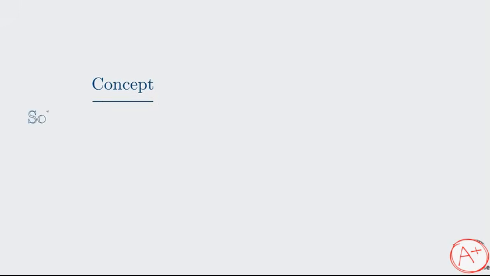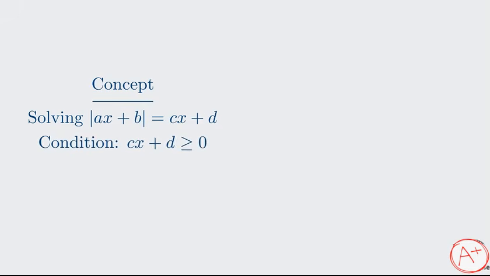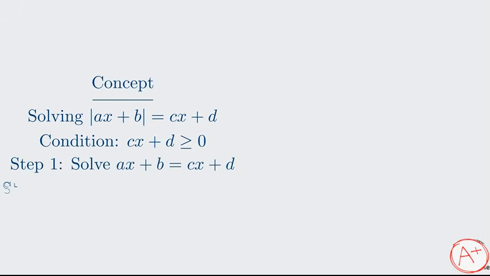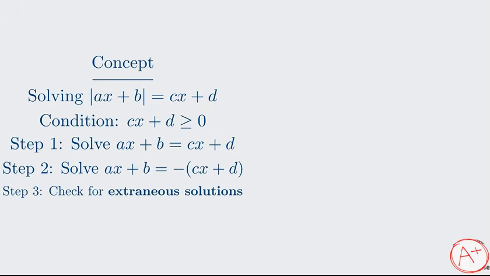Next, we look at equations where the modulus of ax plus b equals another linear expression, cx plus d. This type is more complex because the right-hand side contains a variable. Since a modulus result can never be negative, the solution only exists if cx plus d is greater than or equal to 0. We solve the two cases as before, but we must substitute our answers back into the original equation. If a solution results in a negative value on the right-hand side, we must reject it. These are called extraneous solutions.